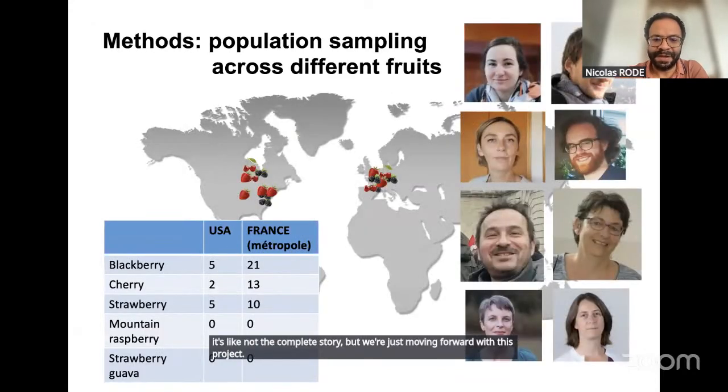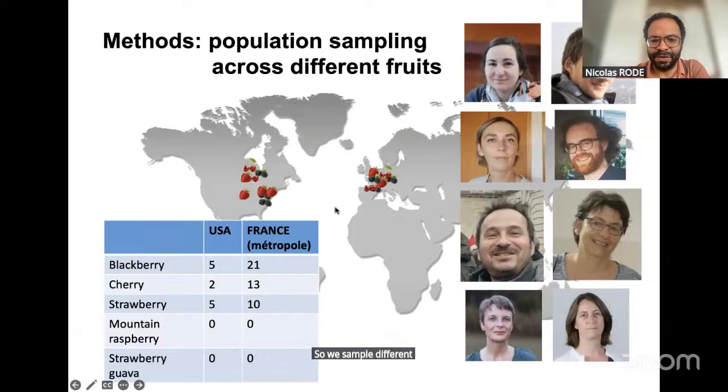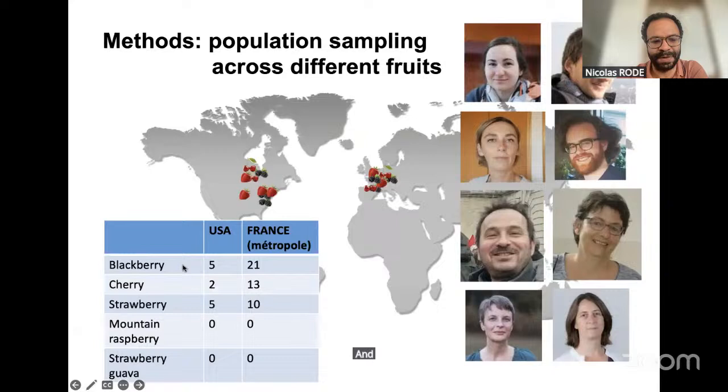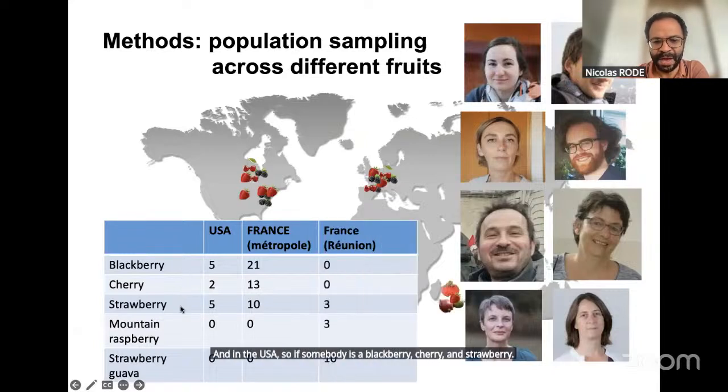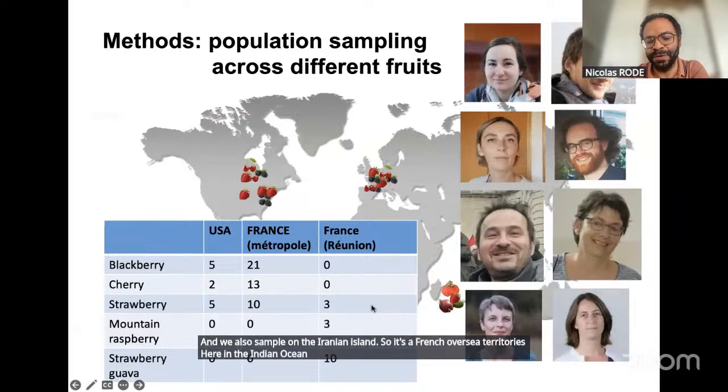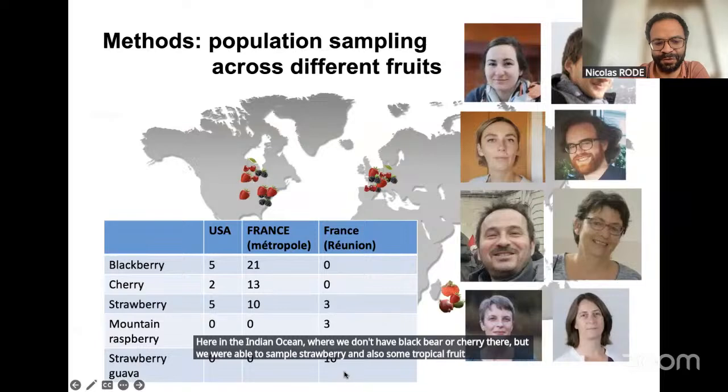So we sampled different fruits in Europe and in the USA, with many different people involved. We sampled in France and in the USA, and we sampled blackberry, cherry, and strawberry. And we also sampled on Réunion Island. It's a French overseas territory in the Indian Ocean, where we don't have blackberry or cherry, but we were able to sample strawberry and also some tropical fruit, so mountain raspberry and strawberry guava.